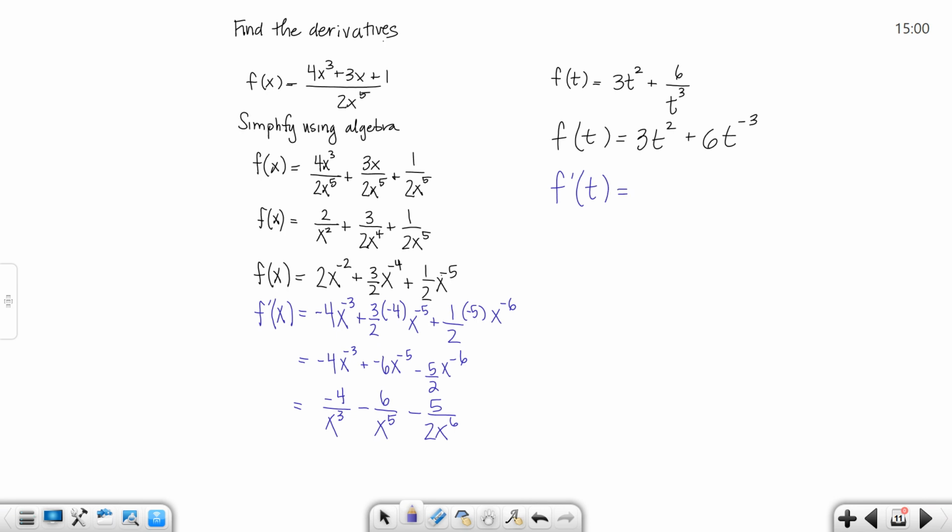So working this one out, taking the derivative using the power rule, you would have 6t. For the second one, you'd have a negative 18t, and negative 3 minus 1 would be negative 4. So cleaning this one up, you would get 6t minus 18 over t to the 4th. And that's how it would look.